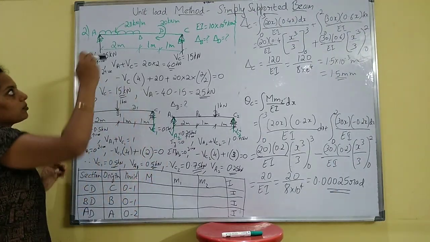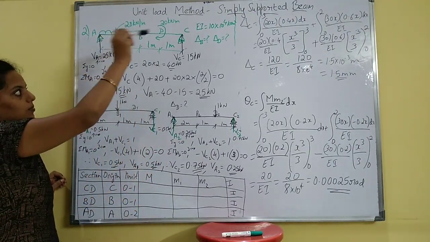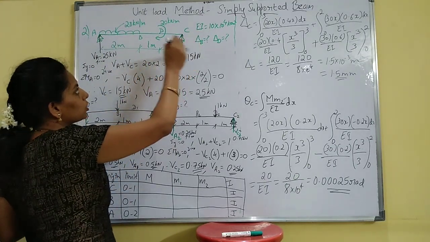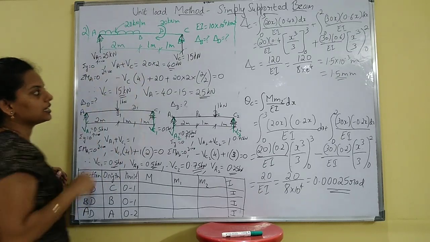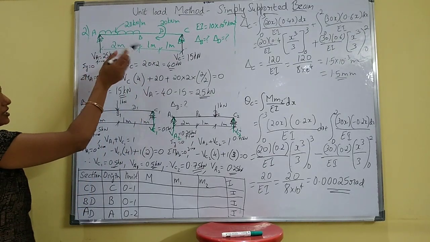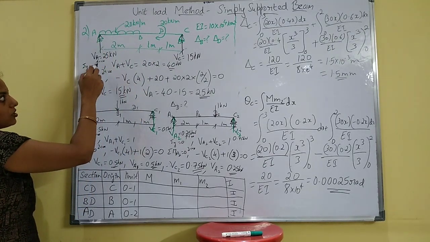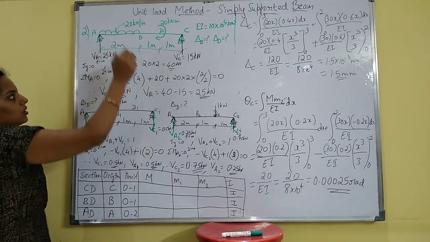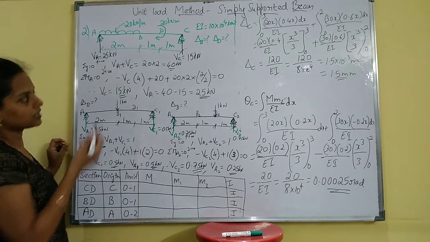This is the second problem. UDL and a couple are given in the problem. A and C are simply supported. EI is given. To find out deflection at B and D. First step, find out the reaction. Summation y equal to 0, upward as positive: VA plus VC equal to 20 into 2. No need of considering the couple.